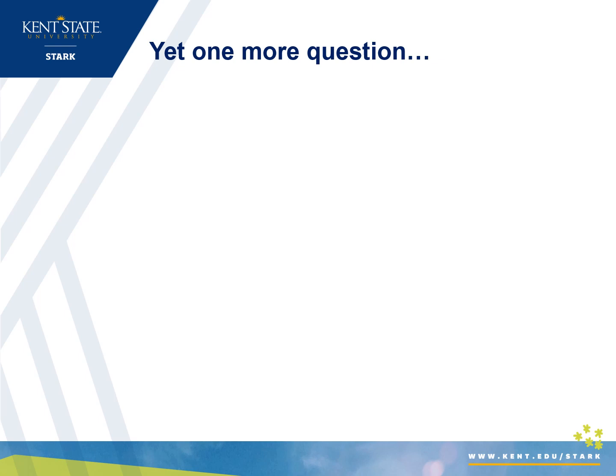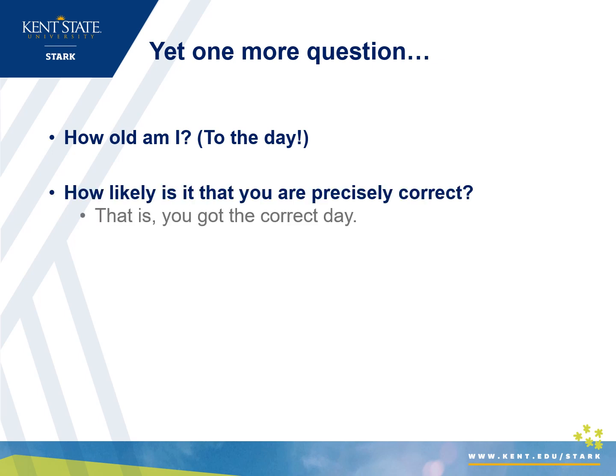So let's start with a simple example. How old am I? And I mean to the day. Think of an answer. Now, how likely do you think it is that you are exactly correct? That is, that you are correct to the day. I think you'll probably admit that odds are you are incorrect.